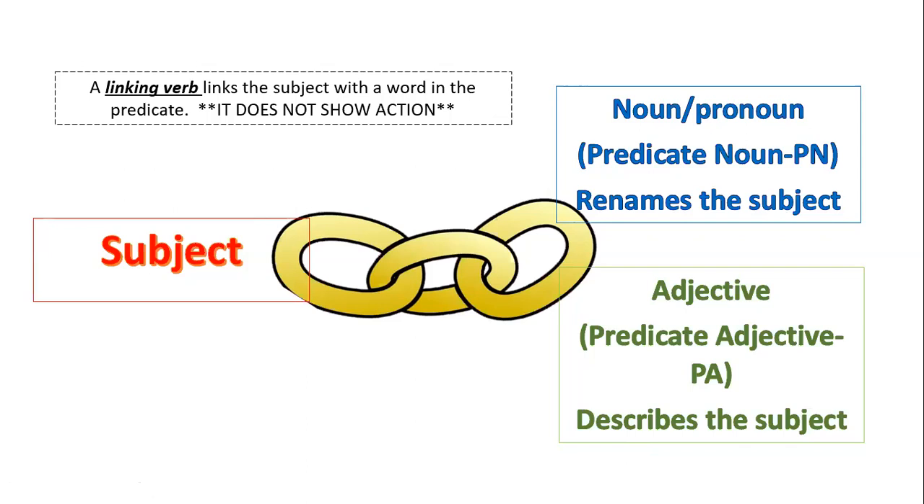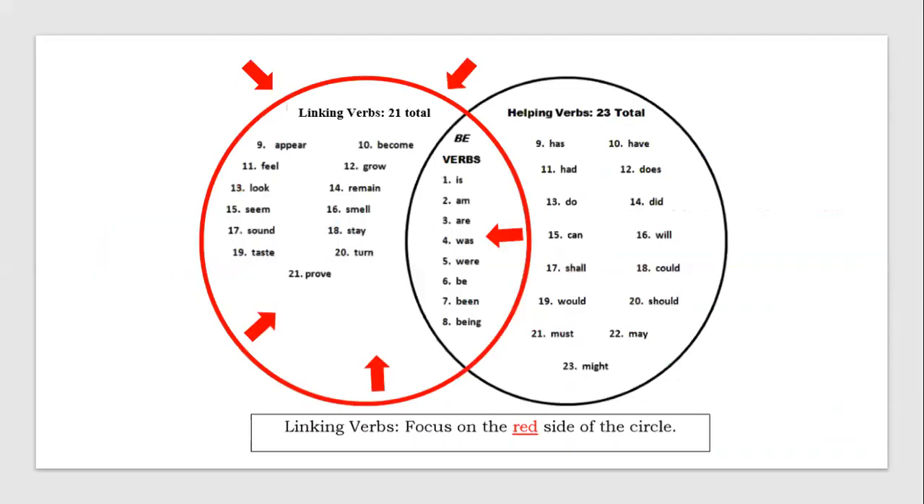So as of now, just remember that for a verb to be a linking verb, it has to link a word in the predicate to the subject. And this takes me to my next slide. Now, we know that we've studied action verbs, we've studied helping verbs, we've studied being verbs, and now we are working with linking verbs. Now, notice, and I want you to focus on the right side of the circle because this is where you'd find the 21 linking verbs.